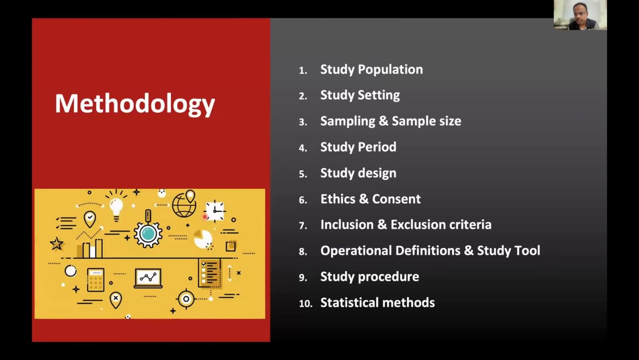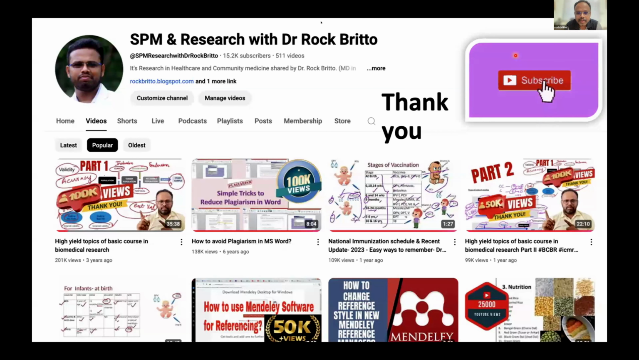To sum up before ending my session on methodology, apart from this checklist based approach, we have these 10 parameters which you need to write. You should be clear about your study population, study setting, sampling and sample size, study period, design, ethics, consent, eligibility criteria, operational definition, study tools, study procedures, statistical methods. I end my methodology presentation.